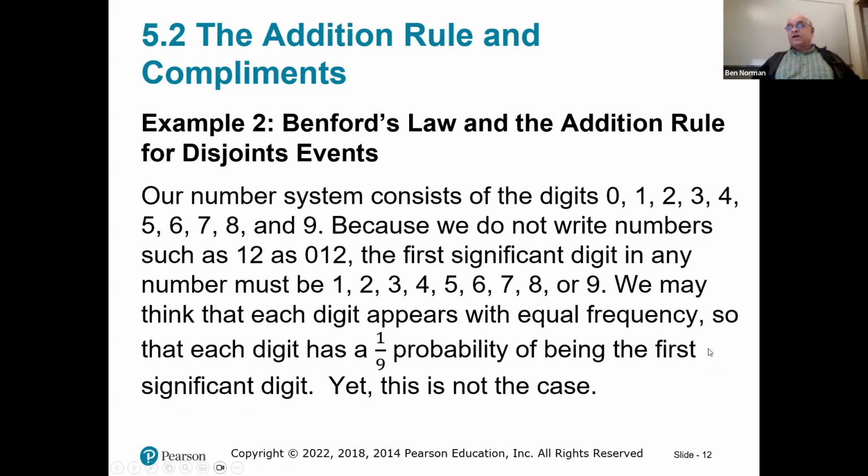Example number 2, Benford's law and the addition rule for disjoint events. Our number system consists of the digits 0, 1, 2, 3, 4, 5, 6, 7, 8, and 9. Because we do not write numbers such as 12 as 012, the first significant digit in any number must be 1 through 9. We may think that each digit appears with equal frequency, so that each digit has 1 over 9 probability of being the first significant digit, but this is not the case.